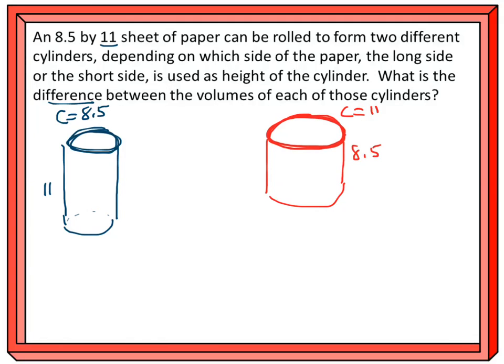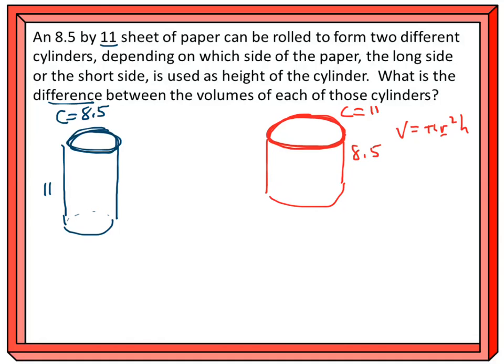So in either one of these cases, the volume is equal to pi r squared h. We have our heights, but we don't have our radii. So we need to use the circumference in order to find the volumes of each of these.